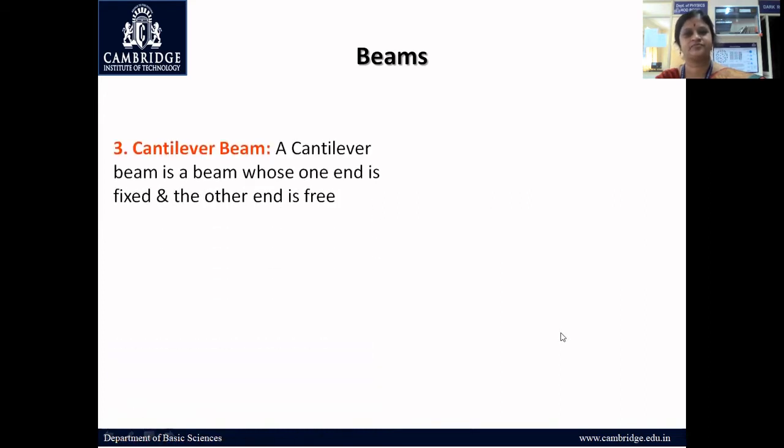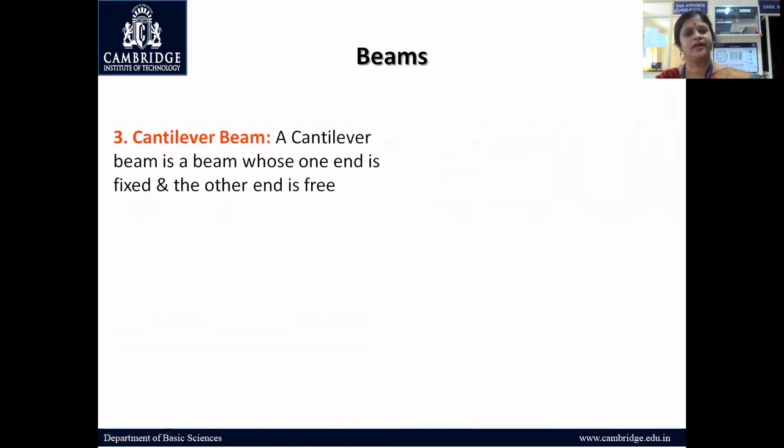Third one, cantilever beam. A cantilever beam is one whose one end will be fixed and the other end will be free. That is a cantilever beam. It's a single cantilever whose one end will be fixed, and the other end will either be free or can be loaded. That is a cantilever beam.